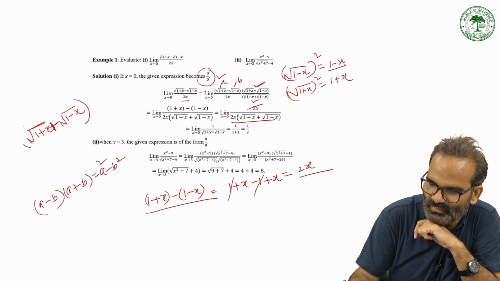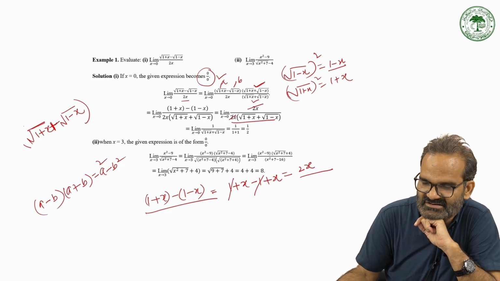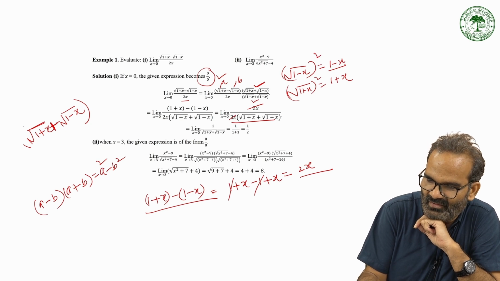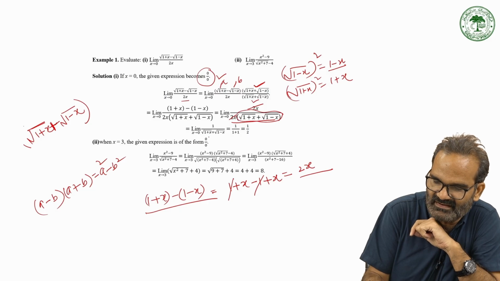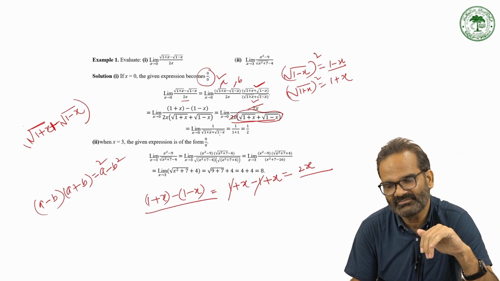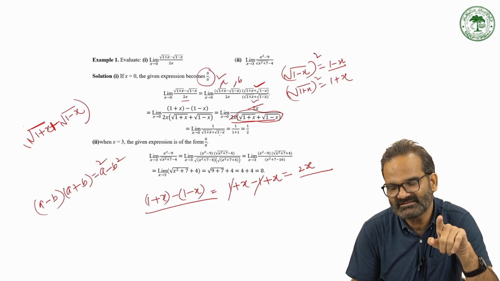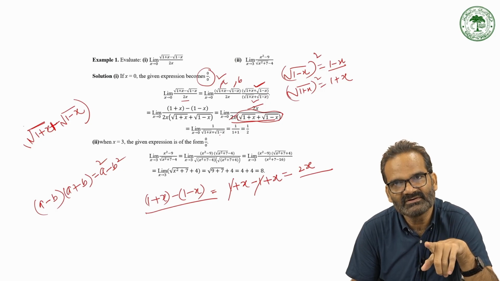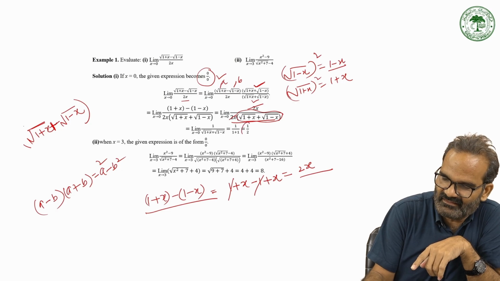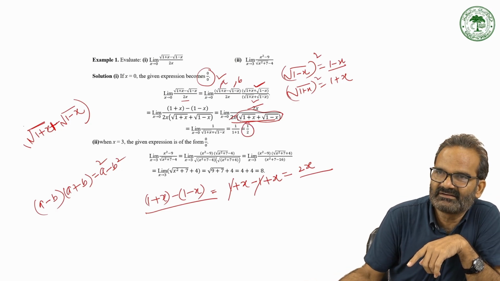Now see here, 2x and 2x cancel out. What is left? Limit x tends to 0 of 1 upon the denominator, which remains as it is, root 1 plus x plus root 1 minus x. Again we will use the method of direct substitution, putting x equals 0 to find its limit. Substitute x equals 0 here, and you will get 1 upon 2 as its limit, right?